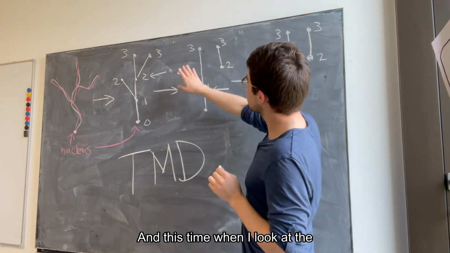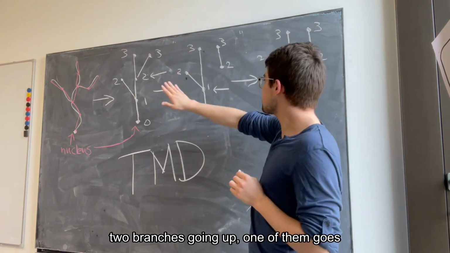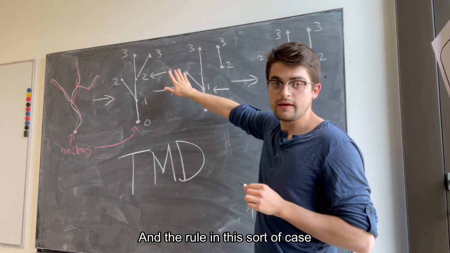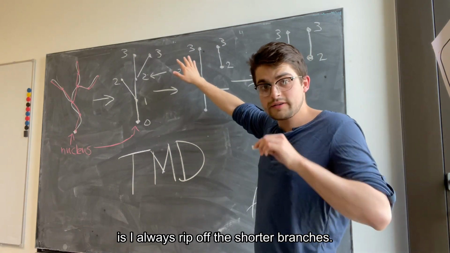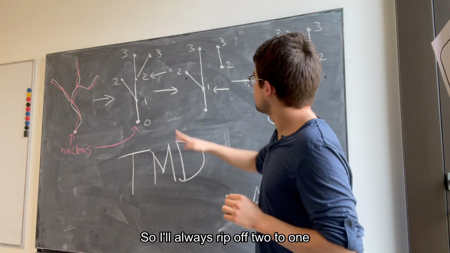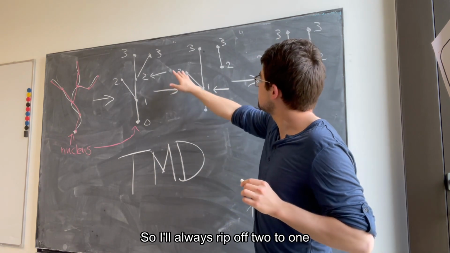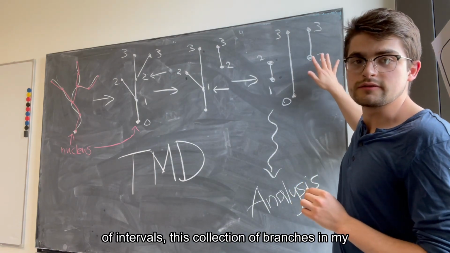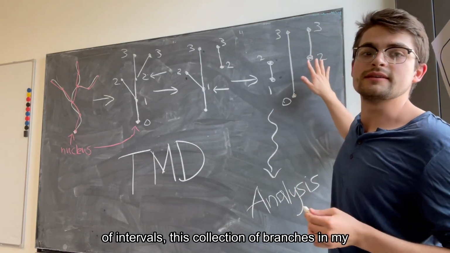And this time when I look at the two branches going up, one of them goes all the way up to 3, whereas the other one only goes up to 2. And the rule in this sort of case is I always rip off the shorter branches. So I'll always rip off 2 to 1 in this situation, leaving me with this collection of intervals, this collection of branches in my neuron.